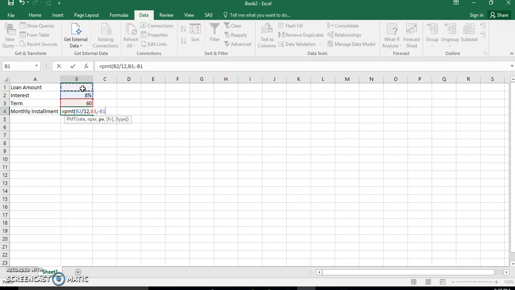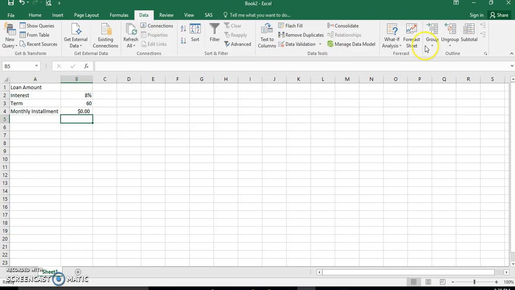Currently there is nothing in B1, so the formula will not show up any result because this is something that we are trying to calculate. So let's see what the formula gives us. It gives us a value which is 0 because we don't have anything for loan amount, and this is something we are trying to calculate using goal-seek. So now let's see how goal-seek works.